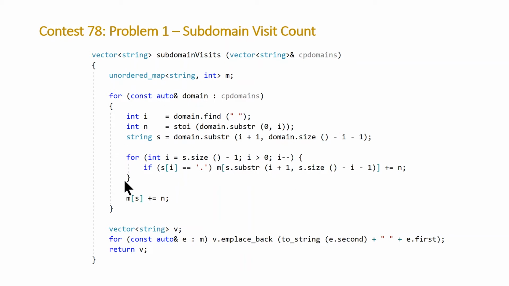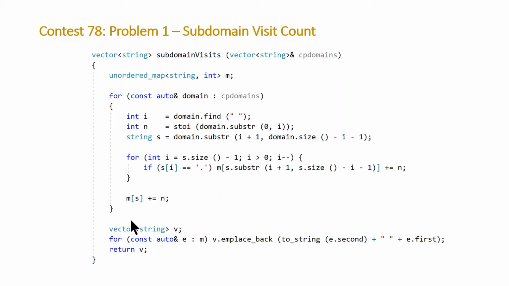And so we're going to do this for, I guess, both of our parent domains. We know we're only going to really find this at most twice. And then at the end, we have to make sure to insert our full domain. So that's just going to be using the string s, and once again, plus equaling the n.